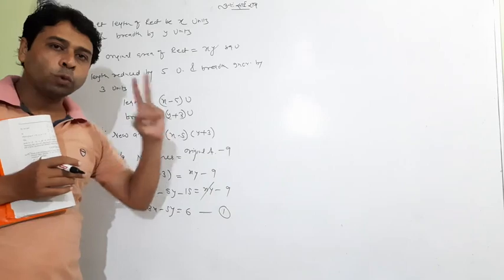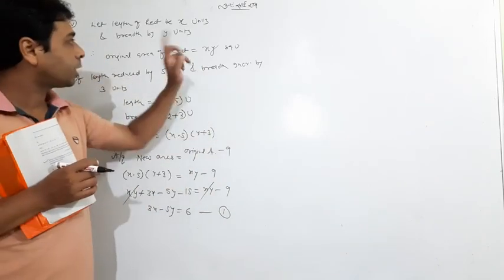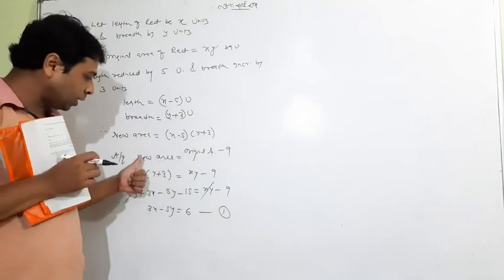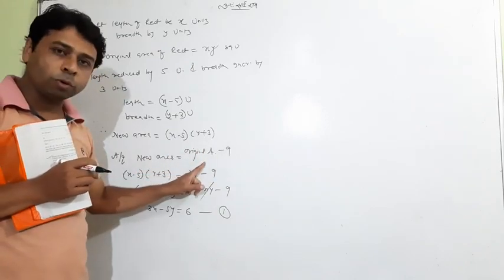Hope, student, you got this condition. It is talking about two areas: the original area, which is xy, and the new area, length into width. And what the equation says is that the new area is 9 less than the original area.